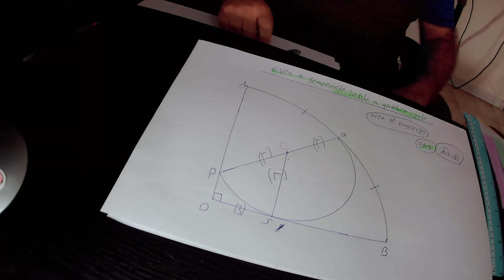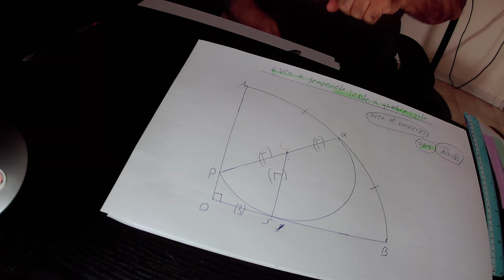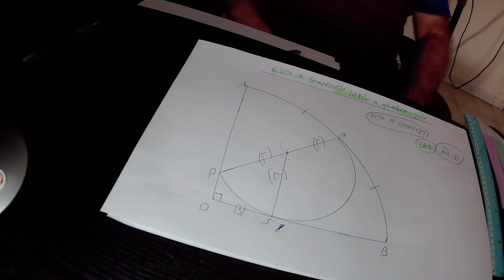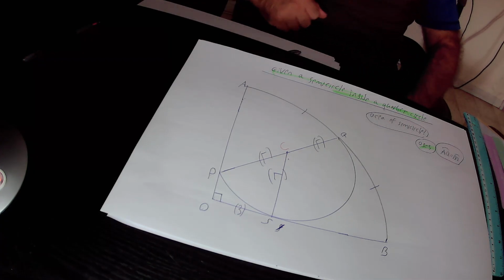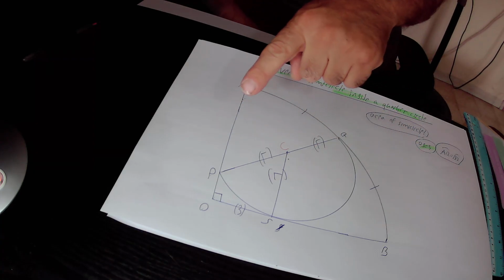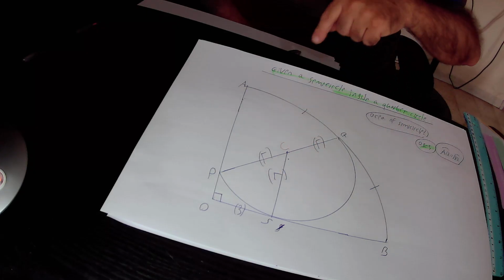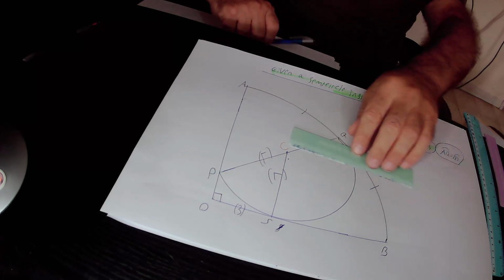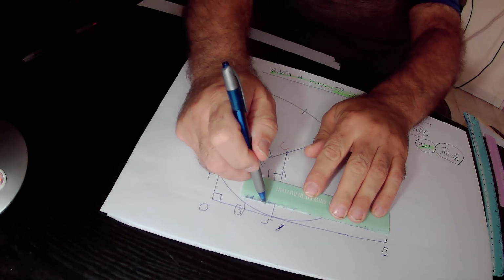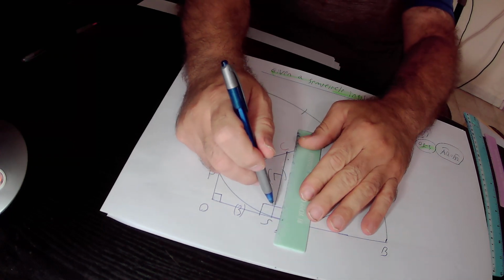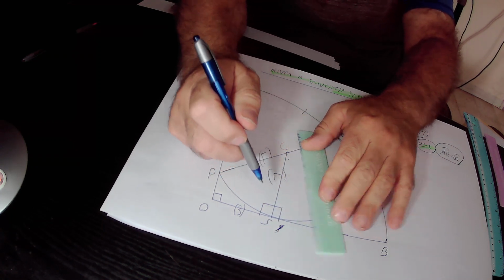The radius CS is drawn to point S, that is the point of tangency of tangent OB with this semicircle. Whenever you have a radius that is drawn to the point of tangency, then tangent BO will be perpendicular to the radius SC. If BO is perpendicular to SC, it means that this angle equals 90 degrees. And this angle also equals 90 degrees according to rule 1.